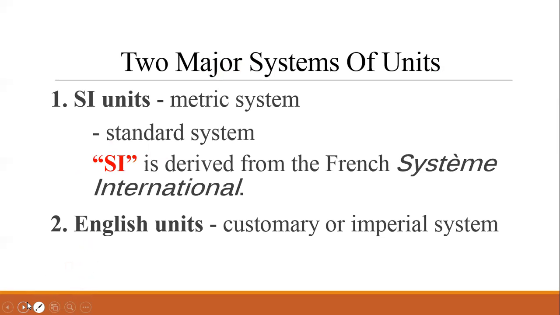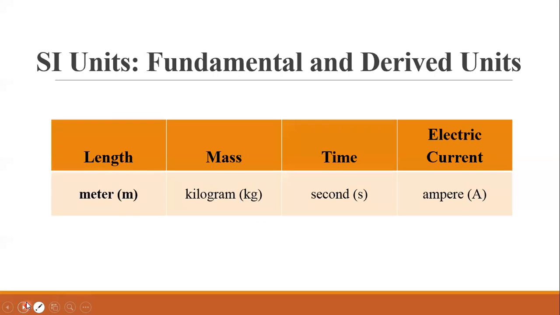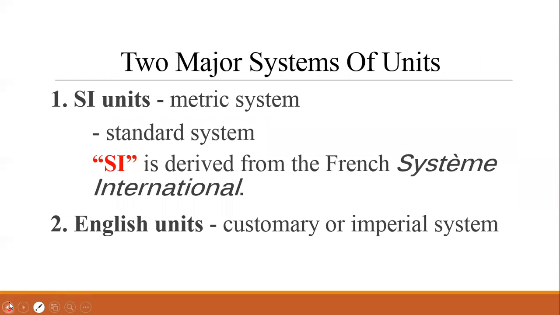The other one is the English units, also known as the customary or imperial system. English units were historically used in nations once ruled by the British Empire and are also widely used in the United States. Virtually every other country in the world uses SI units as the standard system.